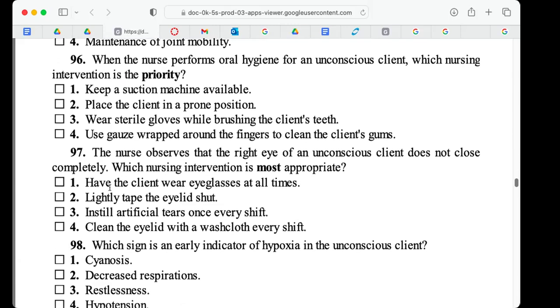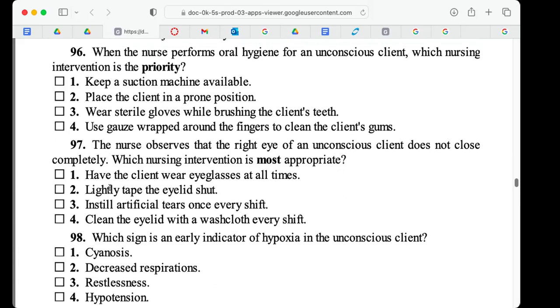So two more questions. 97. The nurse observes that the right eye of an unconscious client does not close completely. Which nursing intervention is most appropriate?